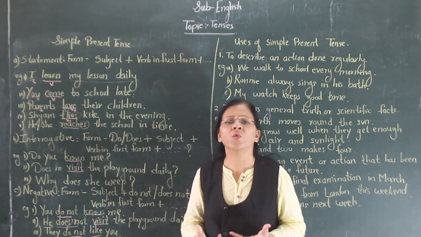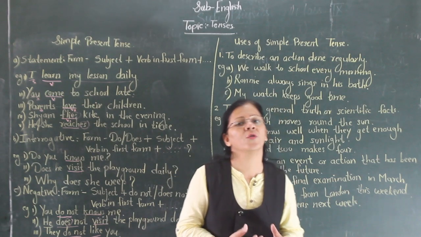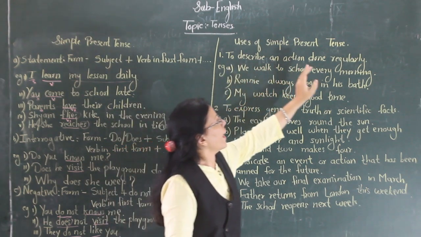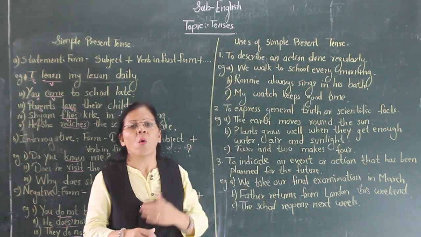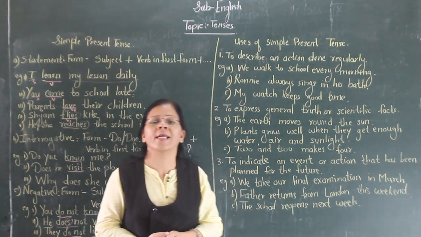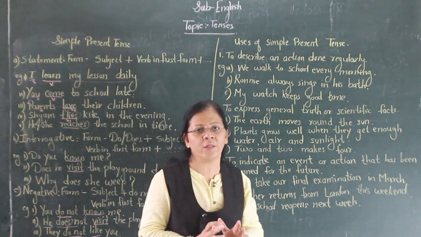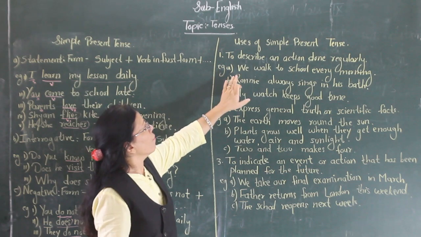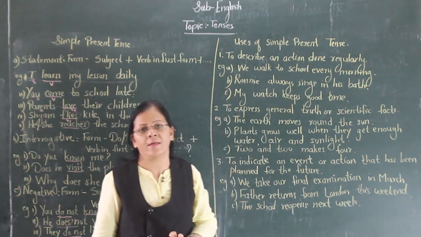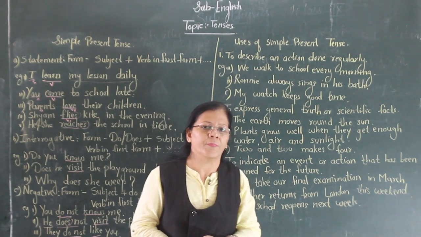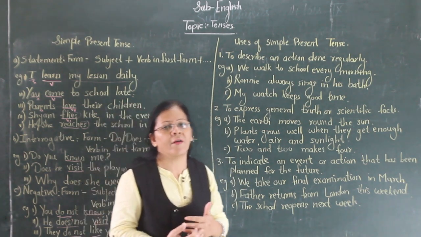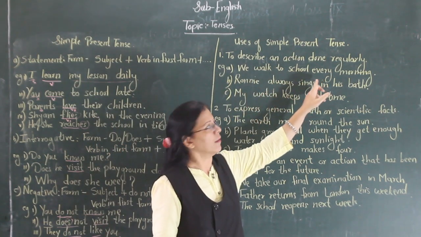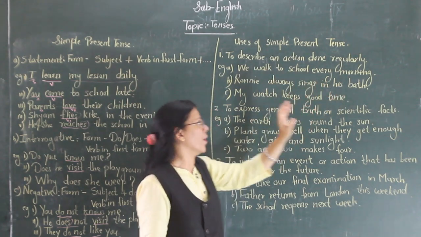Now when do we use simple present? So let's see the use of simple present tense. The first use is to describe an action done regularly. Whatever actions are done regularly on a daily basis, for those actions we use simple present tense. For example, we walk to school every morning. Now this is a daily work. This action is done on an everyday basis, and so we use simple present tense here. We walk to school every morning.